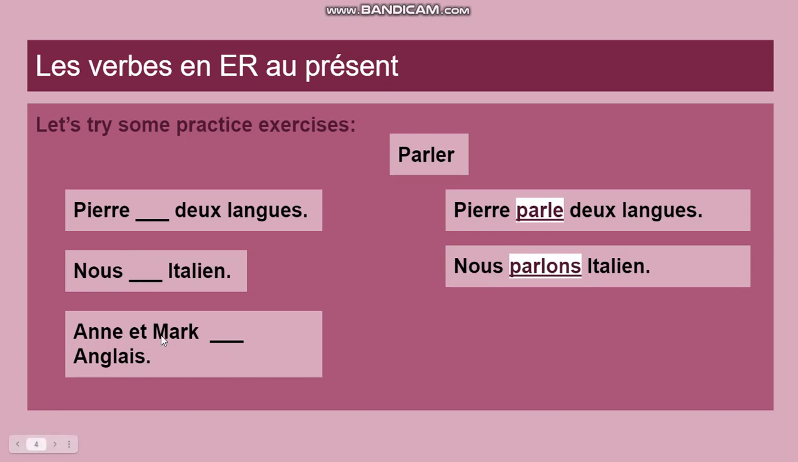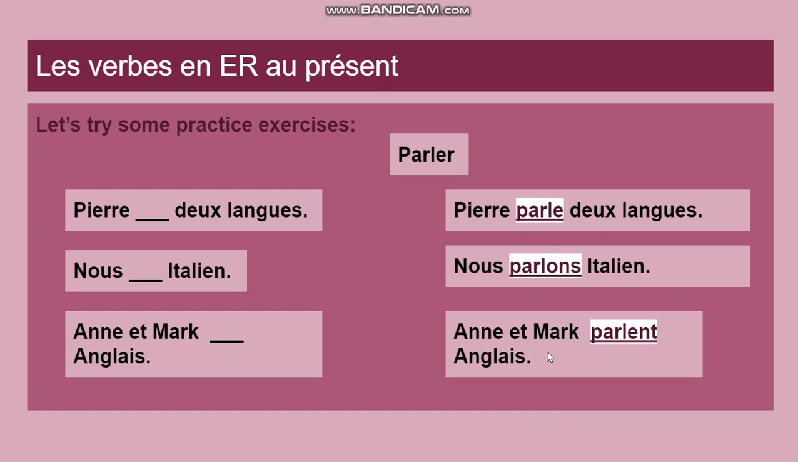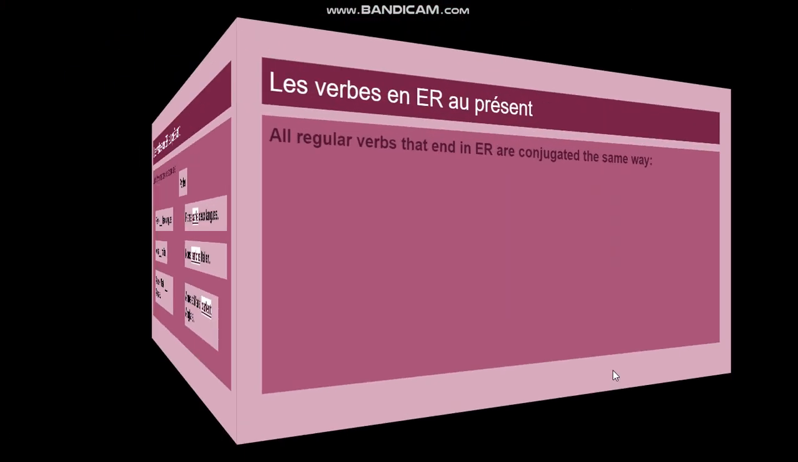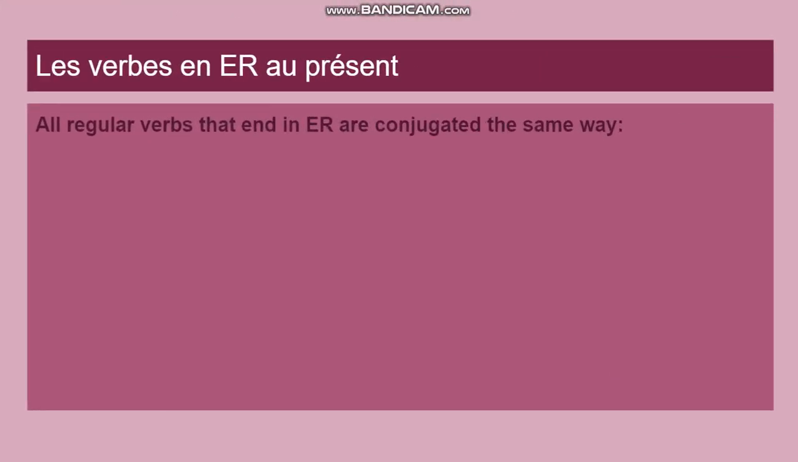Anne and Marc, well, they are two people, so that's more than one. We're on the right side of the conjugation, not me, not you. So therefore, we're looking at the third line, which would be this. Anne et Marc parlent anglais. How'd you do? You can watch this as many times as you need to get the hang of it.